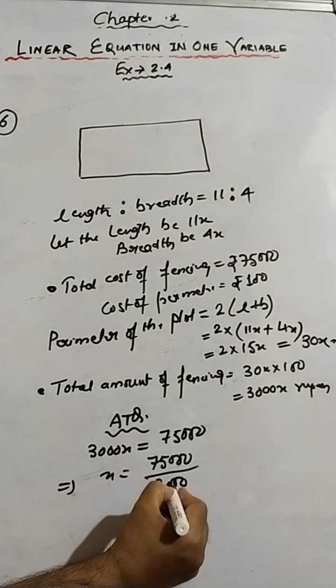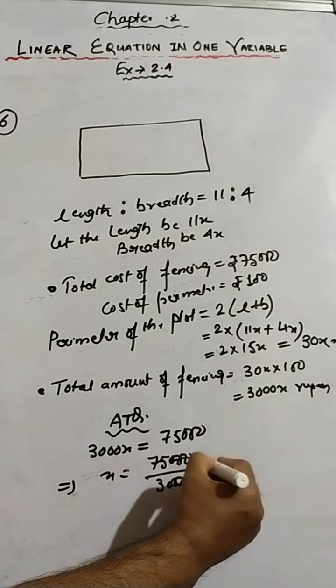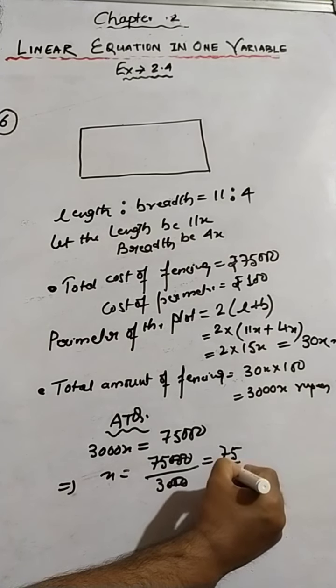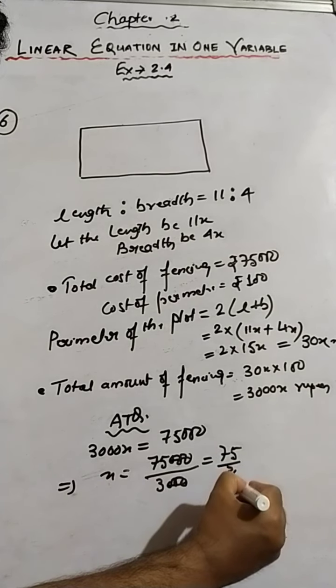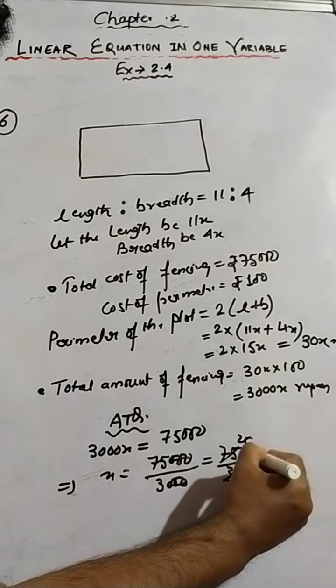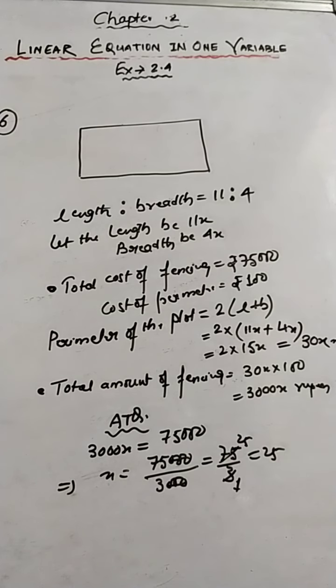Now just reduce these 3 zeros, so it would look like 75 by 3. Now reduce it again, 3 ones are 3, 3 twos are 25. That is, the value of x will be 25. Now, as in the last part of the question they have asked, what are the dimensions?